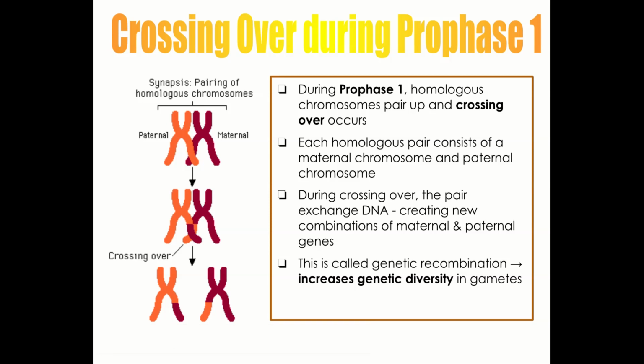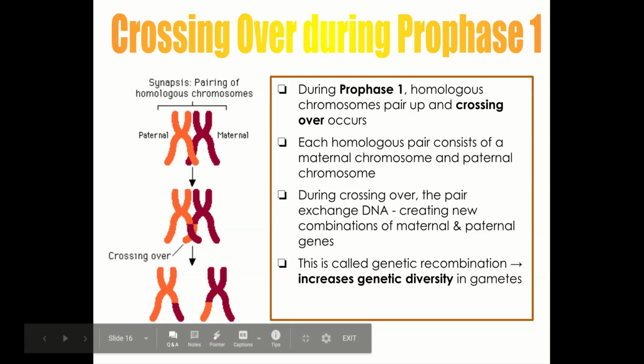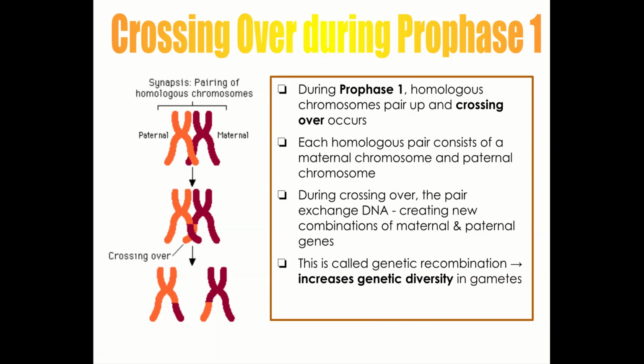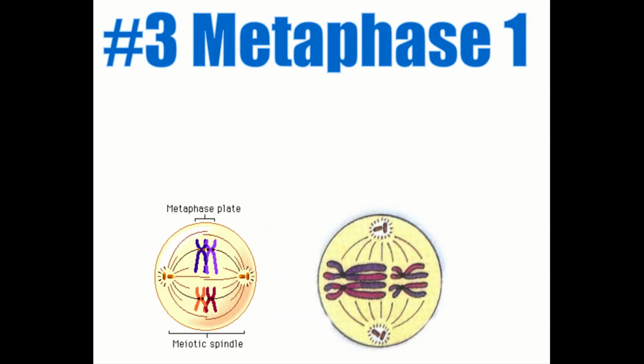And again, the end result is one of the reasons a couple can never have the same child twice, because there are so many different combinations of genes you can get from two individuals, right? Now that crossing over has occurred, those homologous pairs stay together. Okay, they stay together and they line up in the middle.